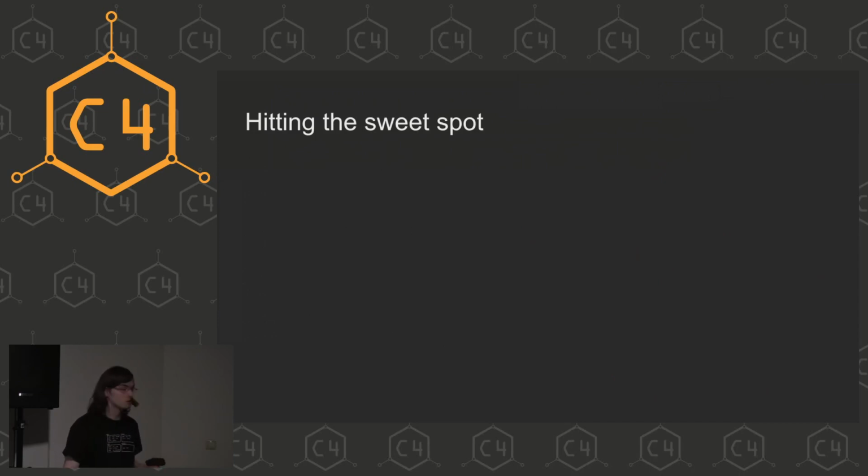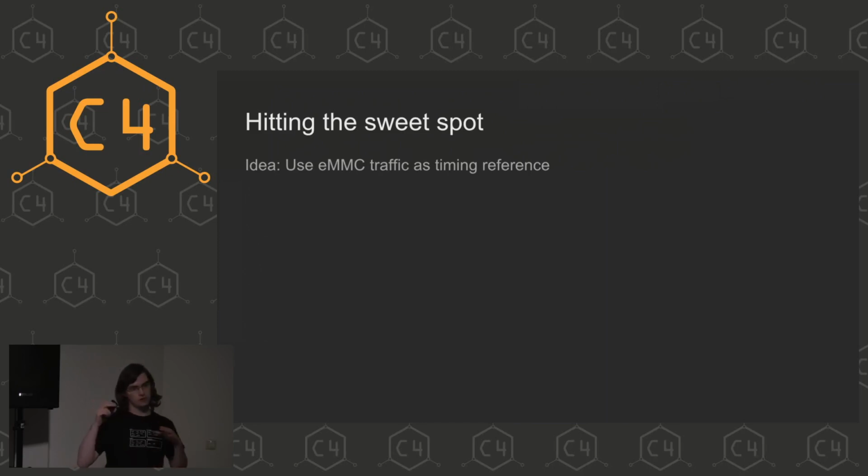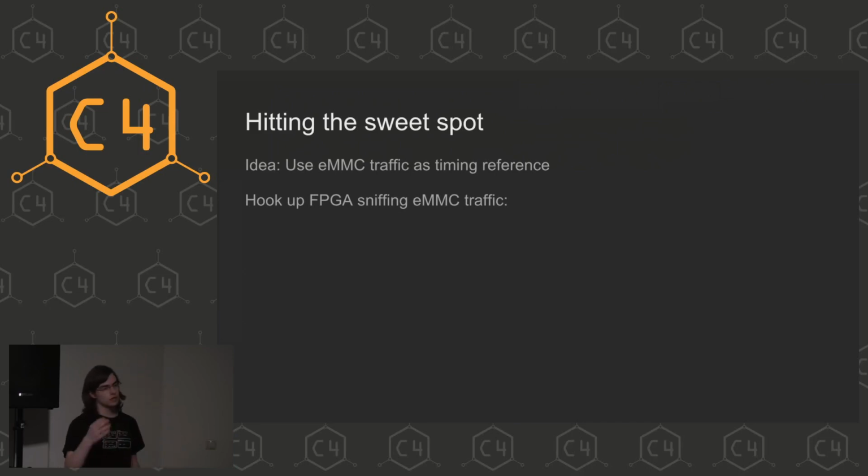So how are we going to find the sweet spot? The idea is that we look at the eMMC traffic, the traffic between the SoC, like the main chip, and the eMMC, because we know that the boot ROM has to load code from there, because it loads our code from there. We wrote that in there, and the SoC is configured to look at the eMMC for loading the code. So we can sniff that and try to find out what the last transaction is that happens there. So we have a stable timing anchor from where we can try different things.